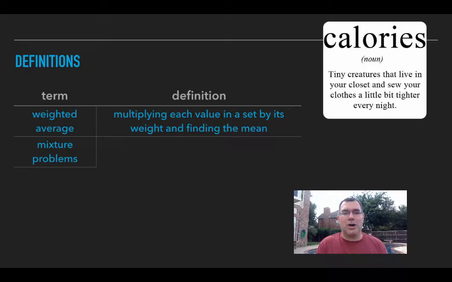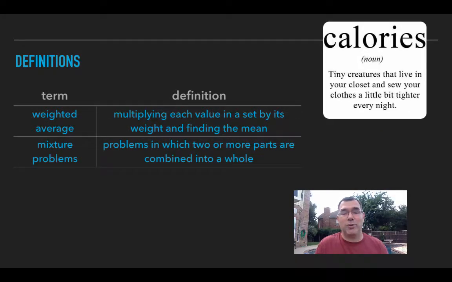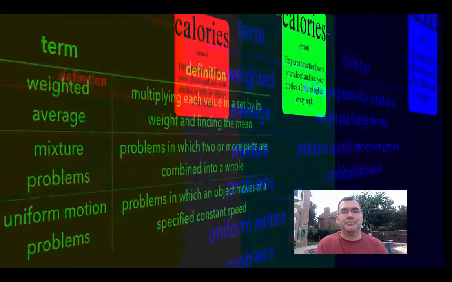Mixture problems are one of the applications of this. They are problems in which two or more parts are combined into a whole thing. And then uniform motion problems are where someone is moving at a constant speed and we're trying to figure out either the distance or the time that it takes to get wherever they're going.